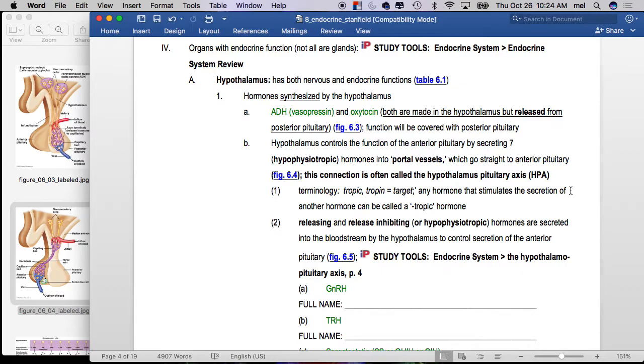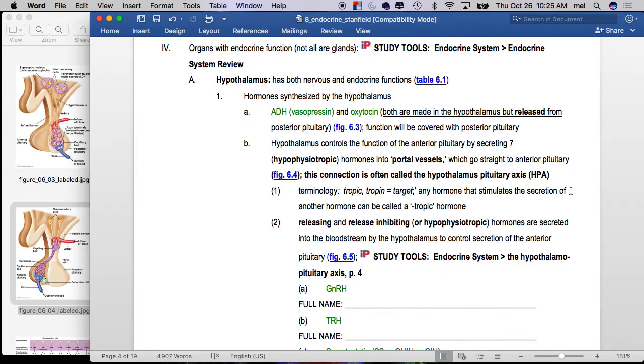So if I tell you the name of a hormone is thyrotropin, what am I trying to tell you? Targets the thyroid. Yes, thyrotropin. Okay, so thyrotropin goes to the thyroid. But, and this is important, if I add another word to it, it changes the meaning. So listen to this. Thyrotropin goes to the thyroid, but thyrotropin releasing hormone does not go to the thyroid. It causes the release of a hormone that is going to head to the thyroid. So it's one step back, okay?